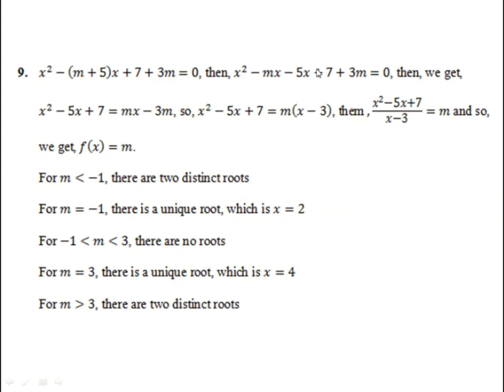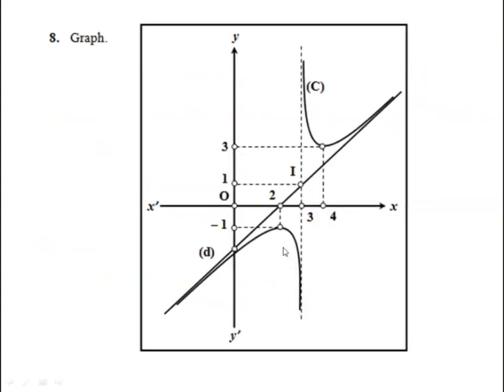So x squared minus 5x plus 7 equals mx minus 3m. Then we will take m as a common factor to get the following result: m equals (x squared minus 5x plus 7) all over (x minus 3). This is the expression of f of x. So we have f of x equals m. We will use the curve C of f to find the number of roots.